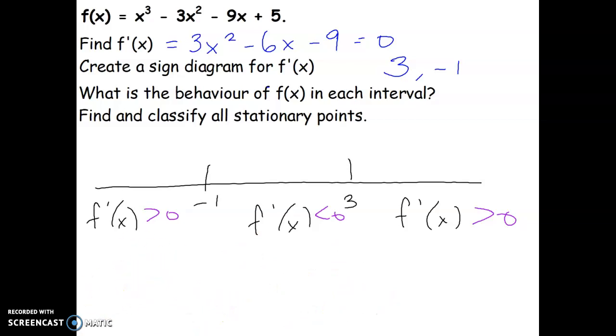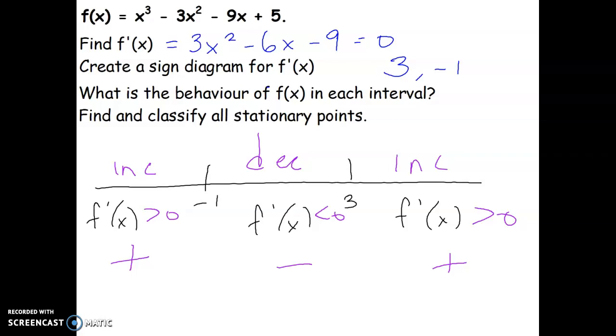All right, so let's see what that means. When it's positive, I know my graph is increasing. When it's negative, I know my graph is decreasing. And then when it's positive, I'm back to increasing again. Okay, so we have created our sign chart. We have the behavior of f of x in each interval.